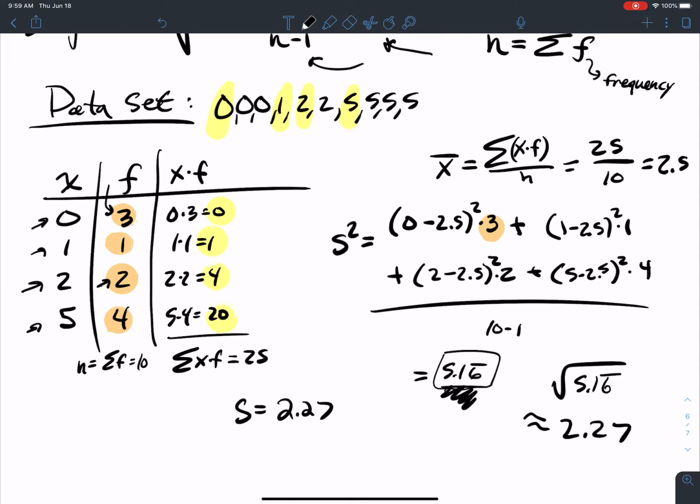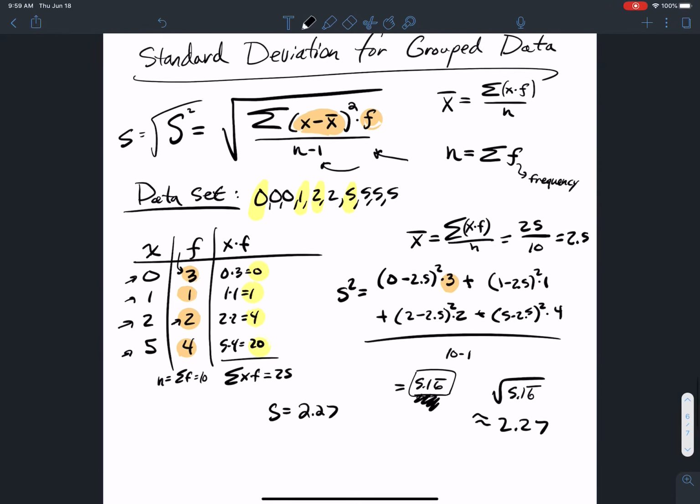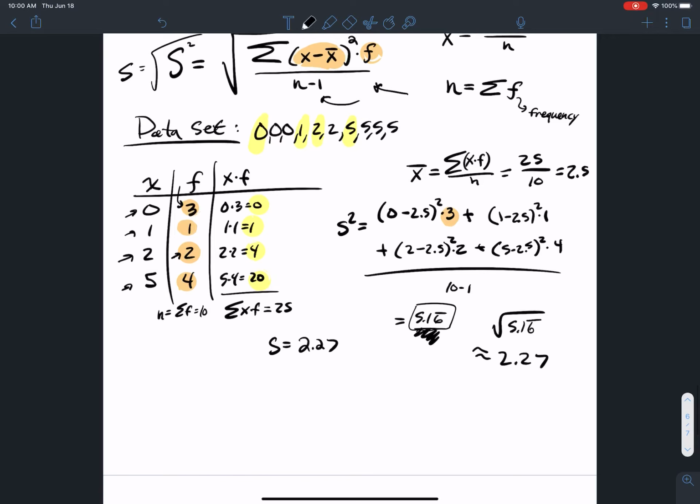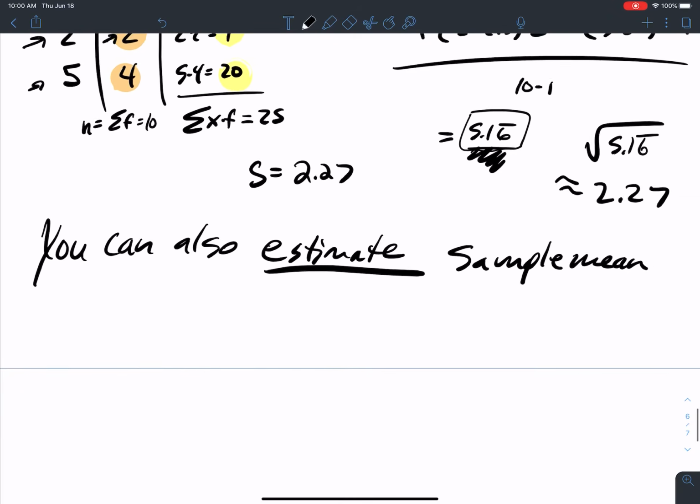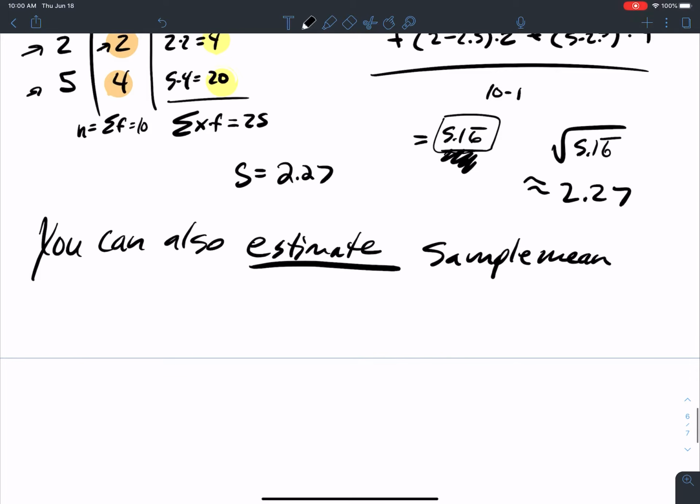So what I was going to go into earlier, that now we'll go into, is that you can also estimate, keyword is estimate, the sample mean. Best thing we can do is get an estimate of it. And the standard deviation by using midpoints.